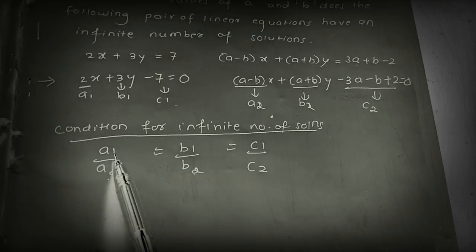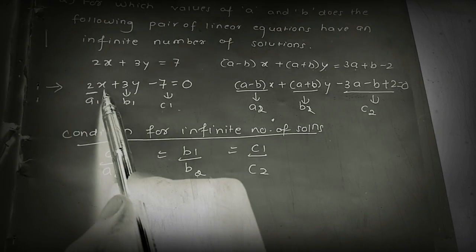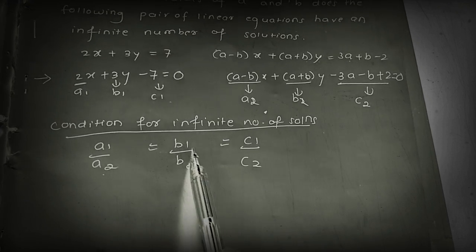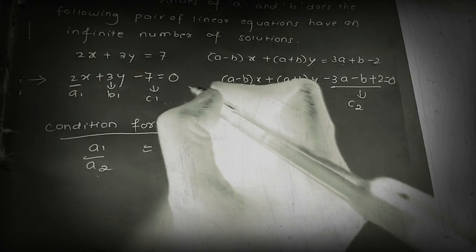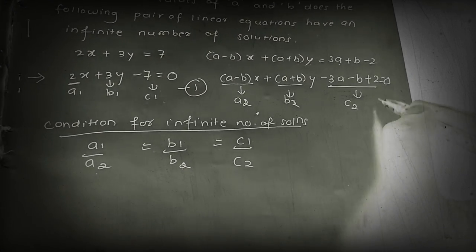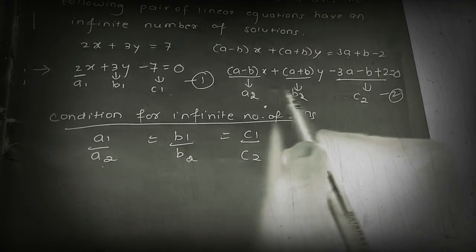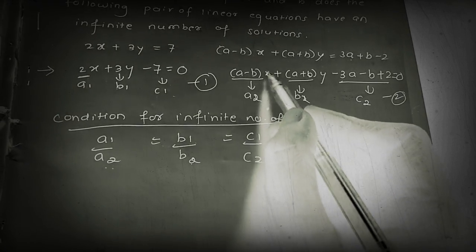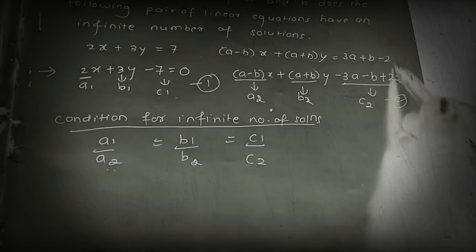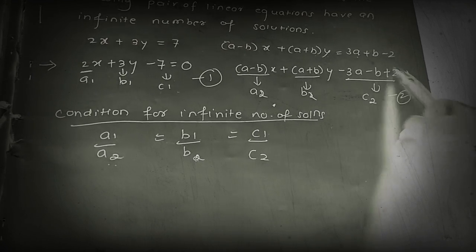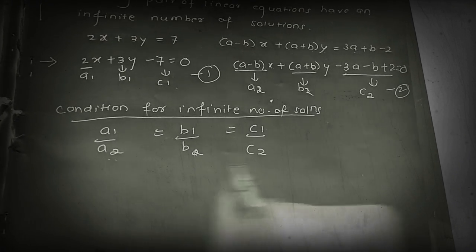Here a1 is the coefficient of x in the first equation, b1 is the coefficient of y in the first equation, and c1 is the constant of the first equation. This is our equation number 1, and this is equation number 2. Then a2 is the coefficient of x in the second equation, b2 is the coefficient of y in the second equation, and c2 is the constant of the second equation.